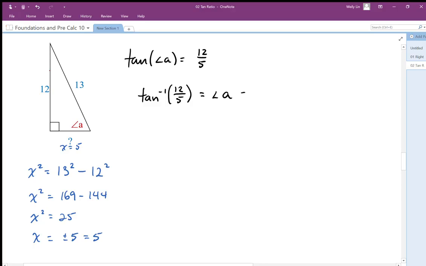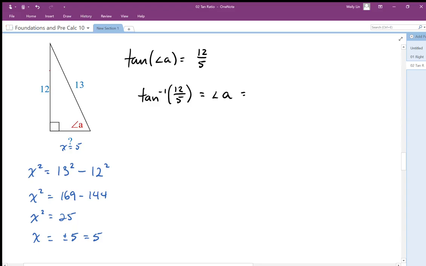So when I now put this into my calculator, it's important to be able to write it in notation like this, because we're going to have to be very familiar with this notation later on. So this is why it's important to actually write down the tan of the angle, and be clear that the tan of the angle equals the ratio. The inverse tan of the ratio equals the angle.